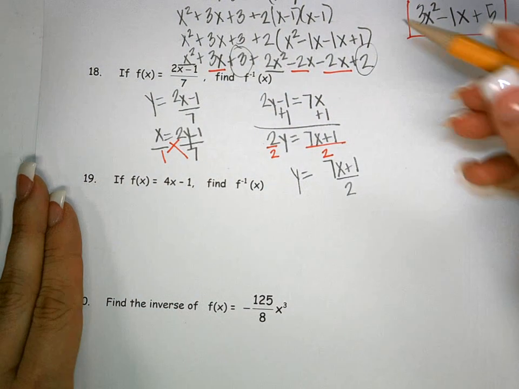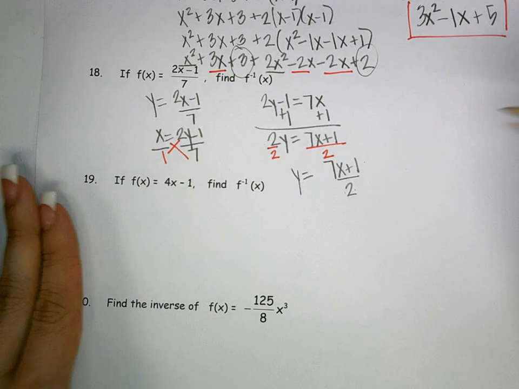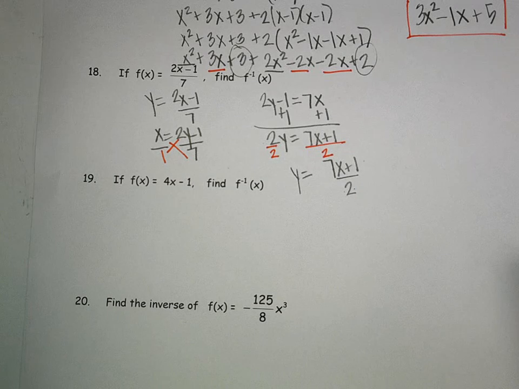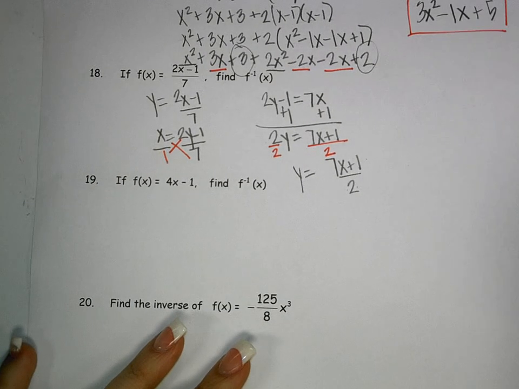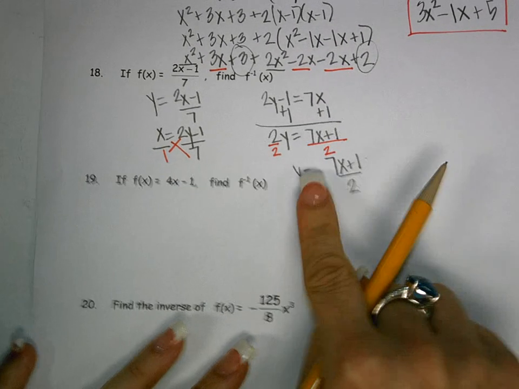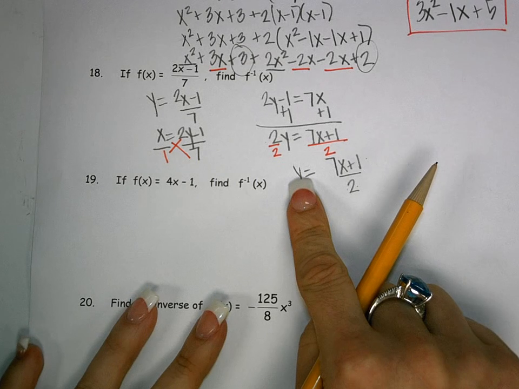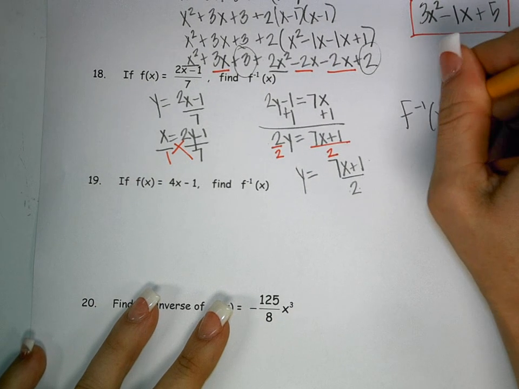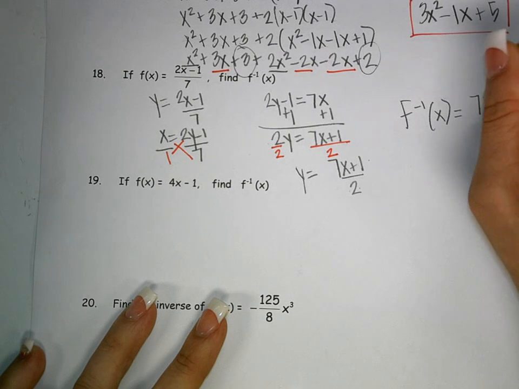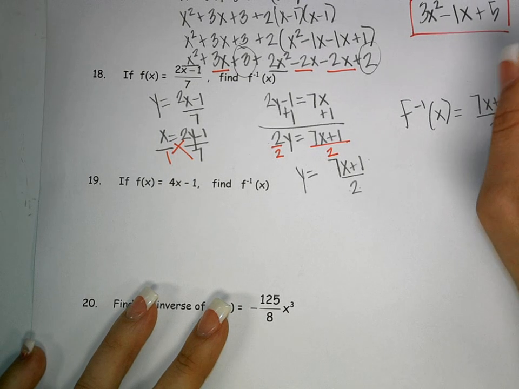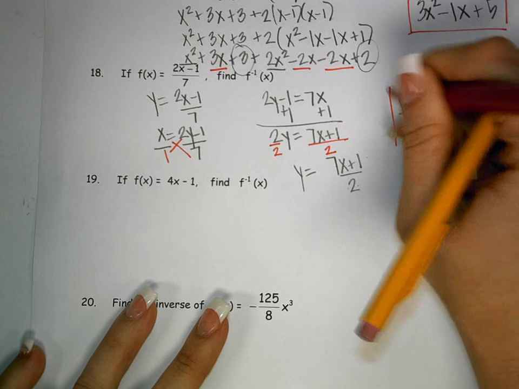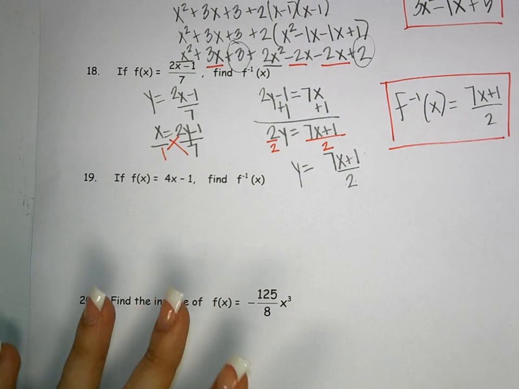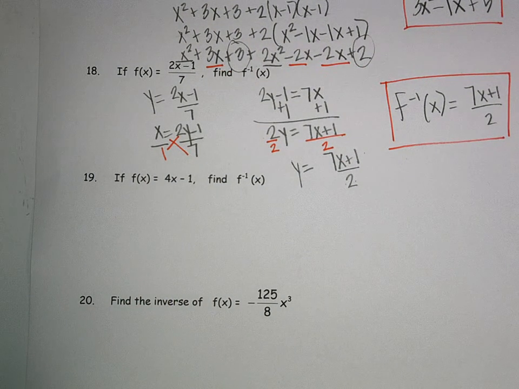Now, if you could reduce, you would need to split it up. But here we know that nothing is going to reduce, so you don't have to split it up. Also, do not leave this as y equals. You have to rewrite it in inverse form. So f to the negative 1 of x equals 7x plus 1 over 2. I know that's picky, but it's correct. It needs to be correct.